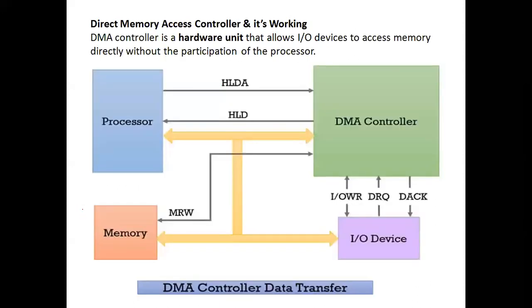So this is the DMA controller and its working. This is the block diagram of the DMA controller. What I have said is that the DMA controller is a hardware unit that allows IO devices to access the memory without the participation of the processor. So that is the DMA controller working.